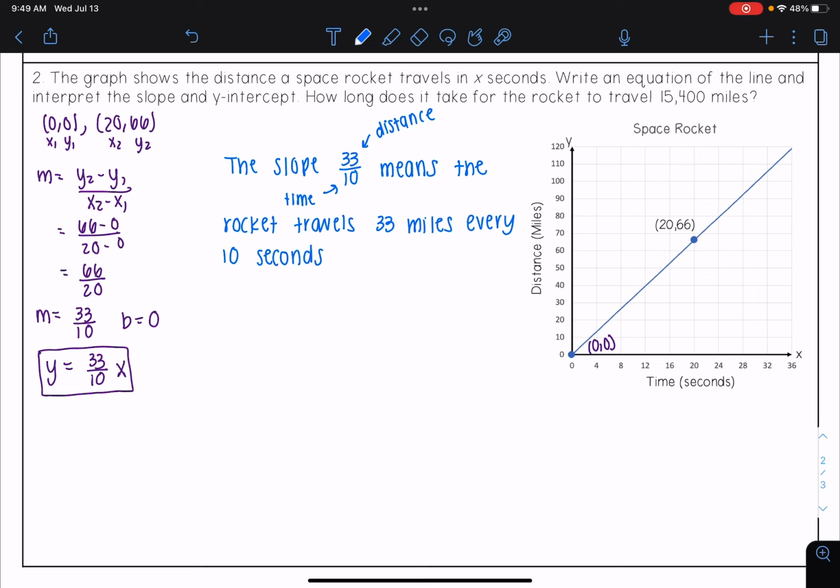Another way you could write this, if you decided to write your slope here as 3.3, that is completely okay to do. And then when you're interpreting your slope, you would then say that the rocket travels 3.3 miles every 1 second. Either way is fine. They both mean the same thing. Okay, and then our y-intercept we found to be 0, so I can say the y-intercept 0 means that the rocket didn't travel in the beginning. So in other words, we can say that the rocket started at the ground.